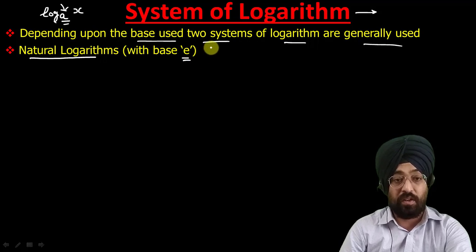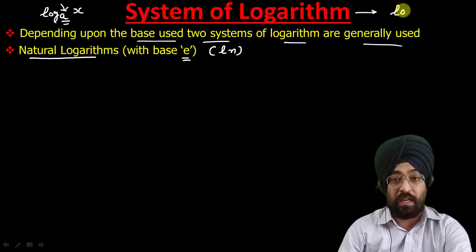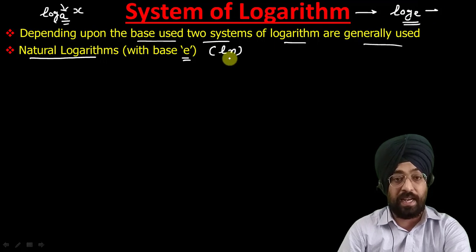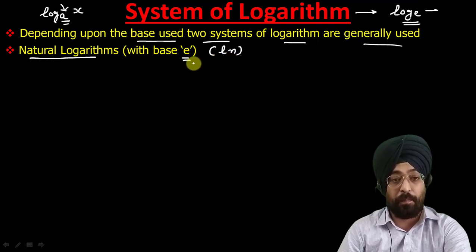It is denoted by ln. Ln means log with base e, that is, loge. So generally it is not written as loge, it is written as ln, which means natural log. That means in this log the base is e.